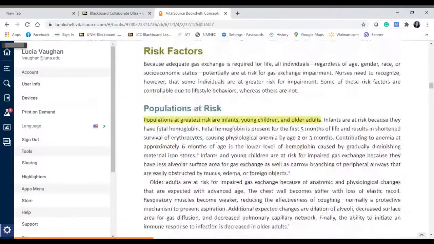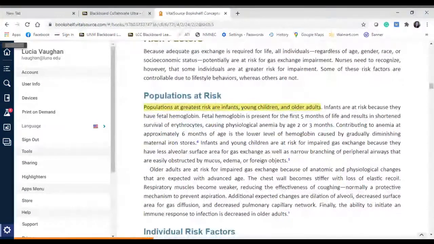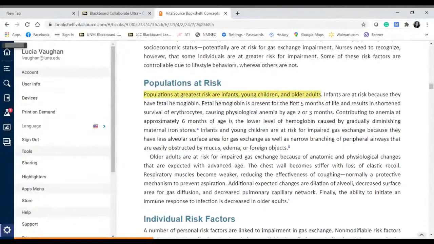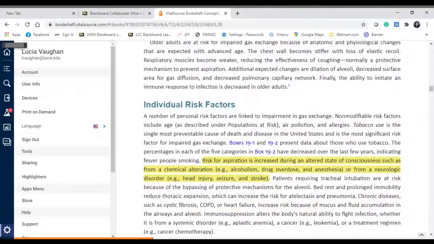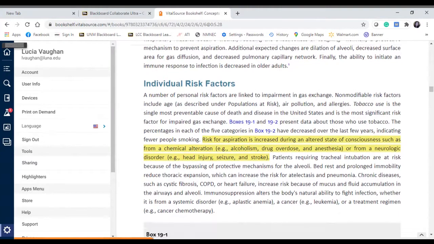So just to reinforce, populations at greatest risk for alterations in gas exchange are infants, young children, and older adults. Risk for aspiration increases during an altered state of consciousness, such as chemical alteration, alcoholism, drug overdose, or anesthesia, or from a neurological disorder, head injury, seizure, and stroke.